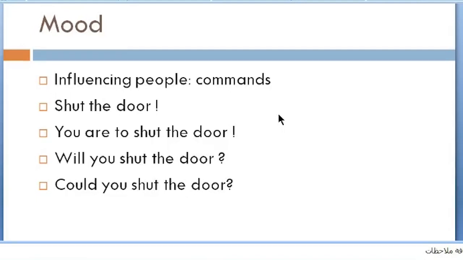Now, as far as the first one is concerned, shut the door, how can we render into Arabic? We say what? أغلق الباب. What is the marker of أغلق? شنو التحريك مالته؟ سكون. So it is in the jussive mood. لاحظ. Imperative mood in English is equivalent to the jussive mood in Arabic. This is as a way of comparison.